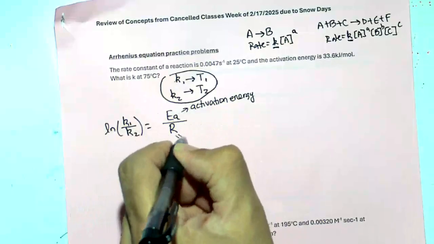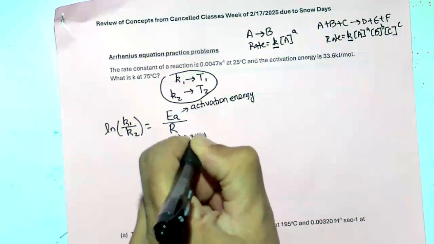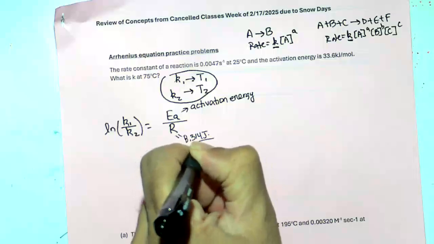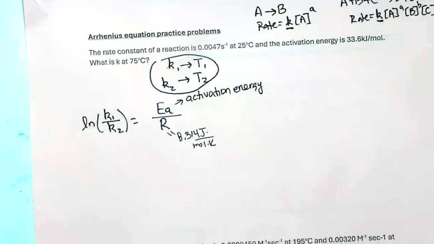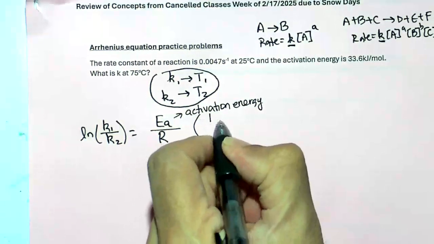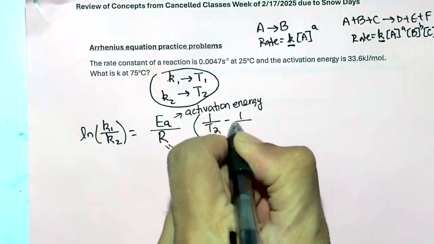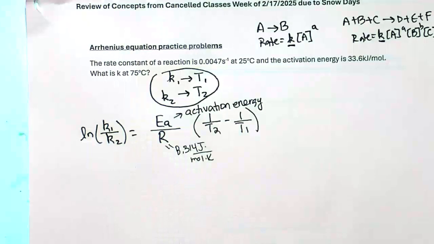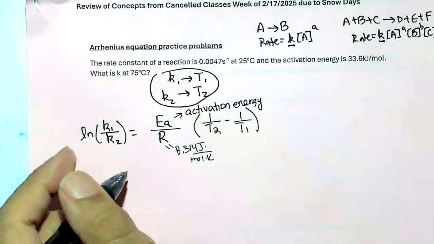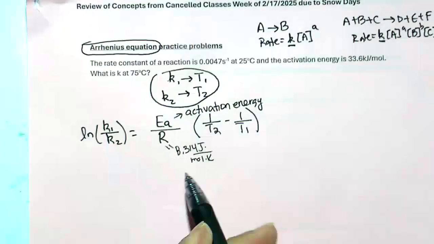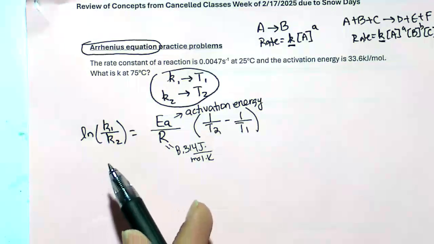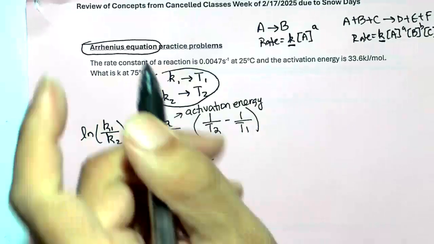R is a constant that I'll give you also on the exam. It's 8.314 joules divided by mole Kelvin. So this times 1 over T2 minus 1 over T1. This is the equation that we will use to solve this problem. Actually, this is called the Arrhenius equation. So don't memorize it. Just plug and play for the test.